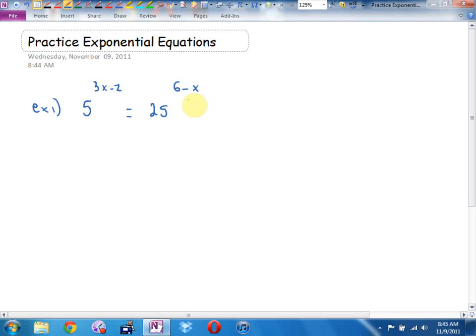Okay, we would write this as, I'd say that's not a 25, that's a 5 squared. I would tidy it up, then I would say, do I have one base equals one base? I would answer yes. Are my bases the same? I would answer yes, and then I would equate the exponents. Write this one down.